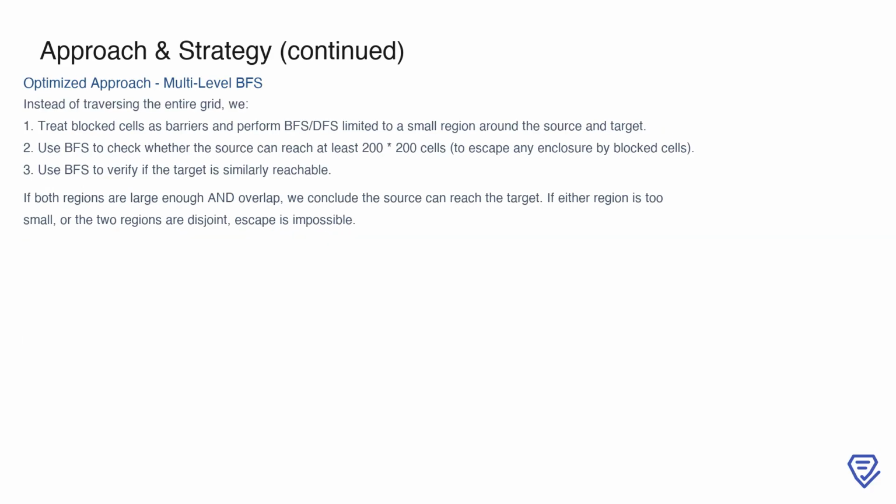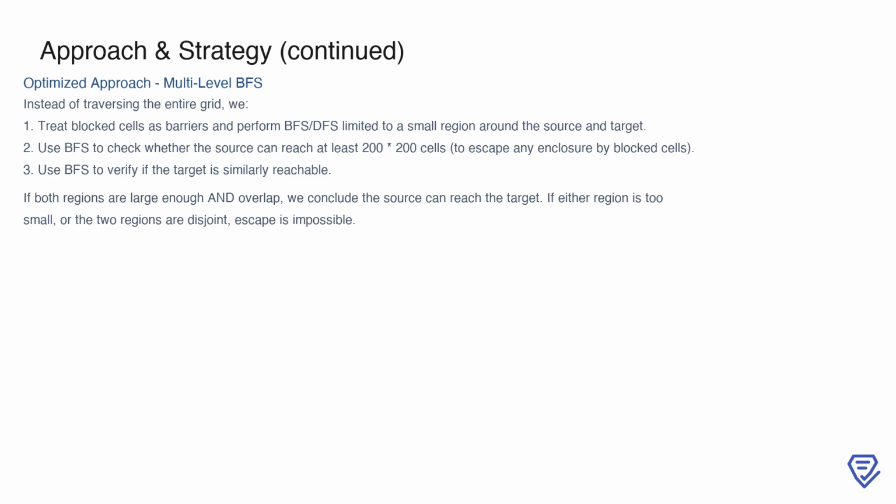Building on these observations, we can develop an optimized approach using a multi-level BFS. Instead of attempting to traverse the entire grid, we treat the blocked cells as barriers and limit our BFS to a small region around the source and the target. The strategy involves two critical checks.